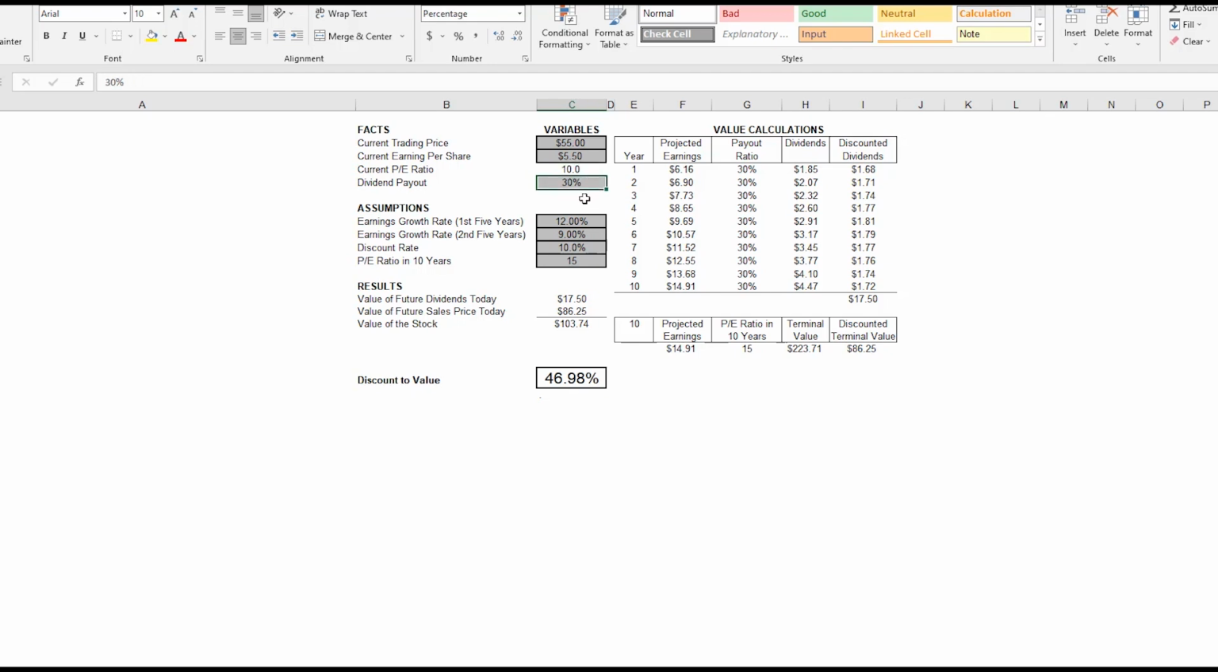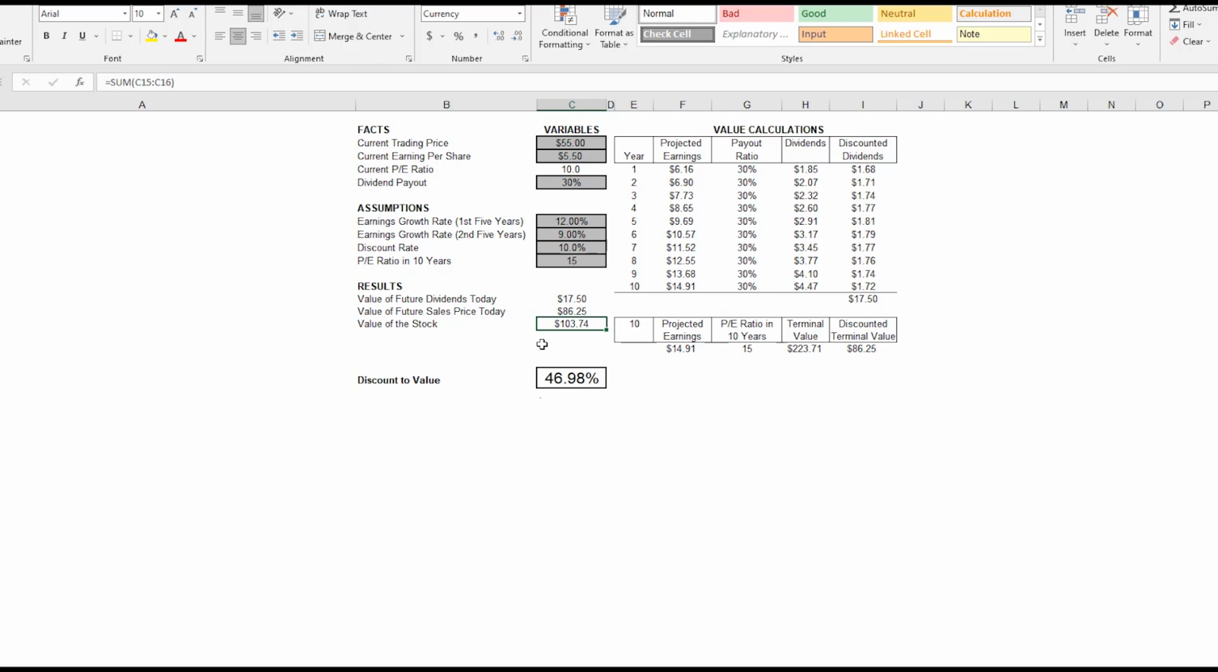The dividend payout ratio is 30%, based on those projected earnings. The company is going to grow for the first 5 years at 12%, second 5 years at 9%. You are using a discount rate of 10, and you think in 10 years, the PE ratio is going to be 15. So based on these numbers, the value of the stock is 104.